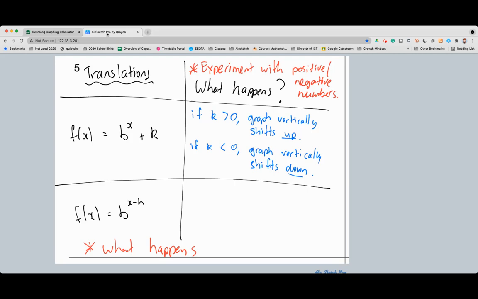Yeah, it's a horizontal shift. So where adding K was a vertical shift, subtracting H did a horizontal shift. Why did I say X minus H instead of X plus H? Did anyone figure that out?